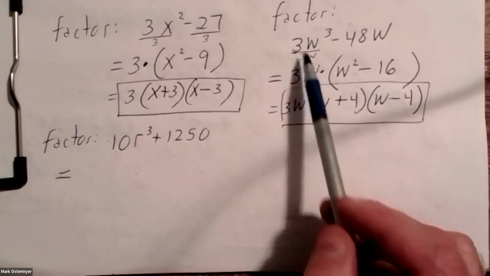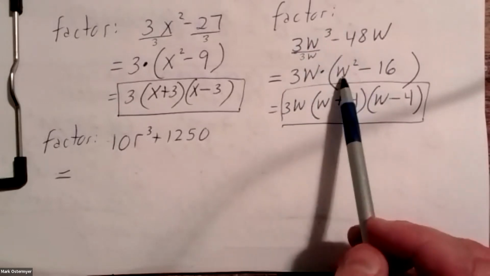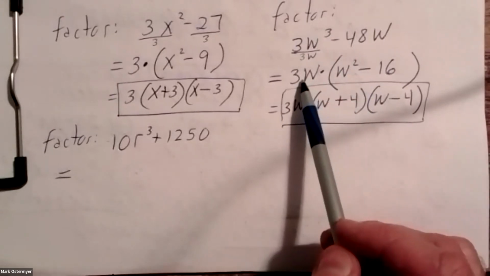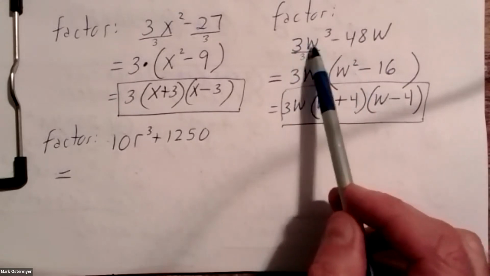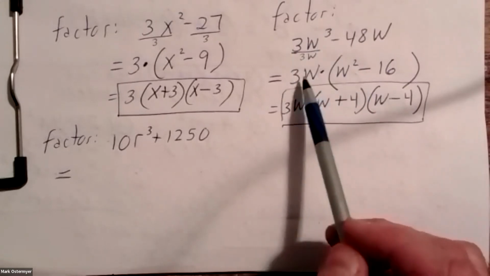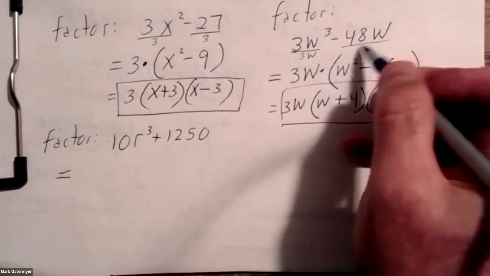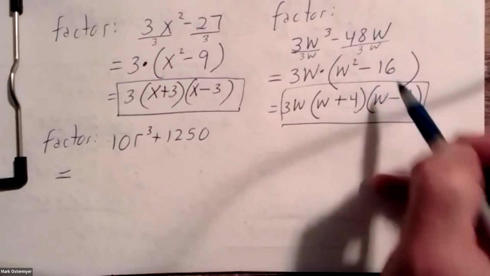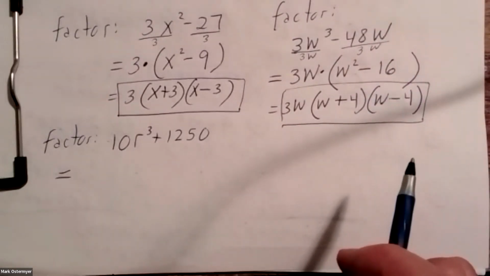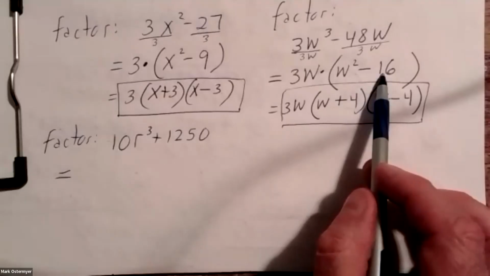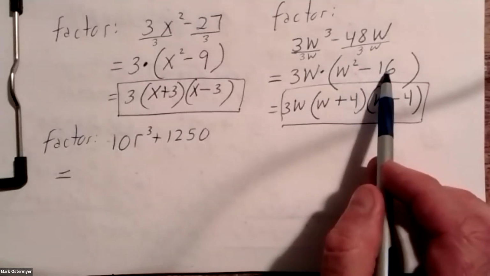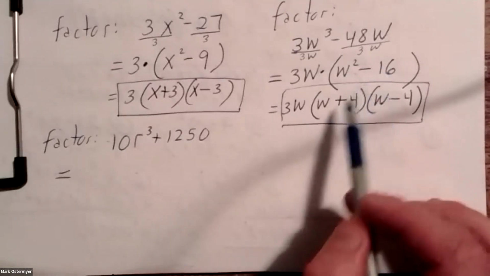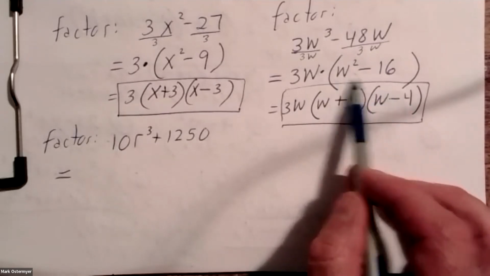When you factor 3w out of 3w cubed, what do you leave behind? Just w squared, because 3w times w squared is 3w cubed. When you factor 3w out of 48w, what do you leave behind? 16. Do you see that? Yeah, I see it. And then w squared minus 16 is the difference of what? Two squares, isn't it? Because 16 is a perfect square of 4. So this further factors down into w plus 4 times w minus 4. Okay. And this is your complete factorization.